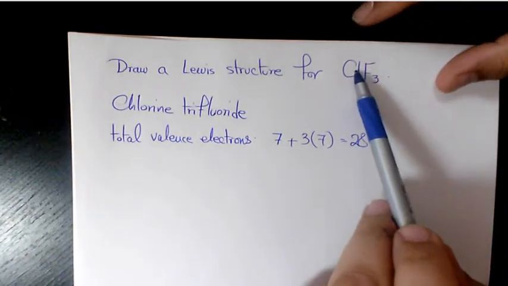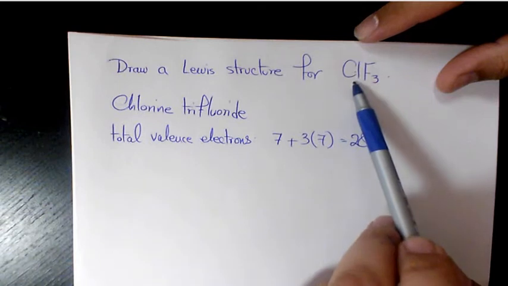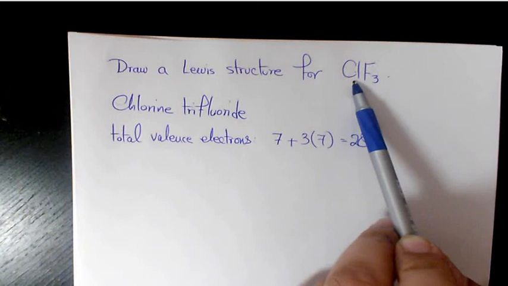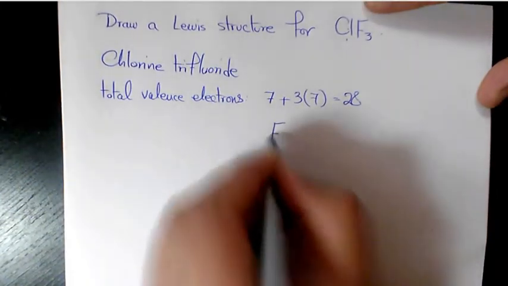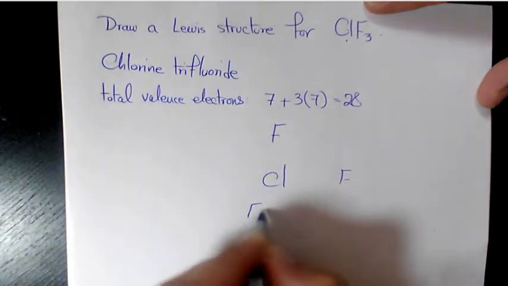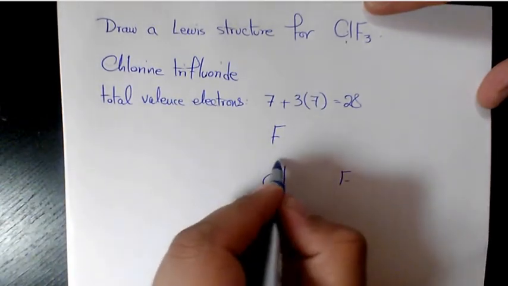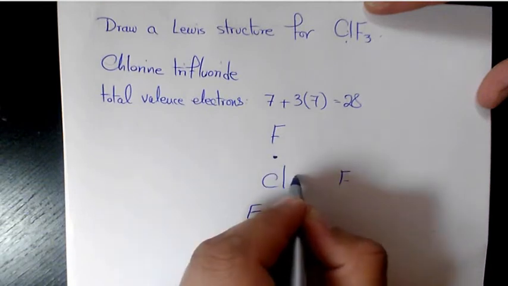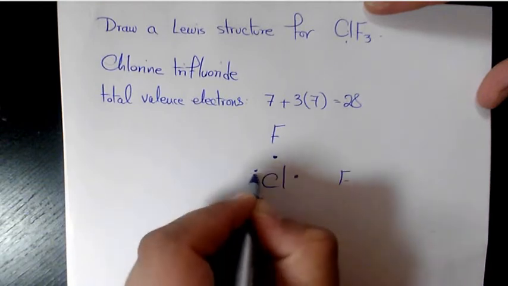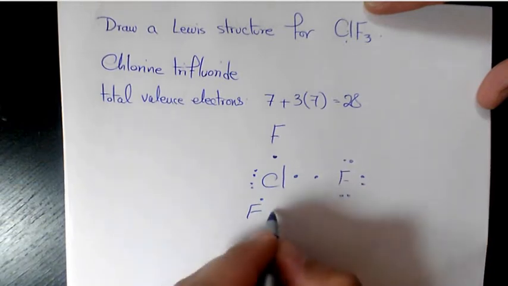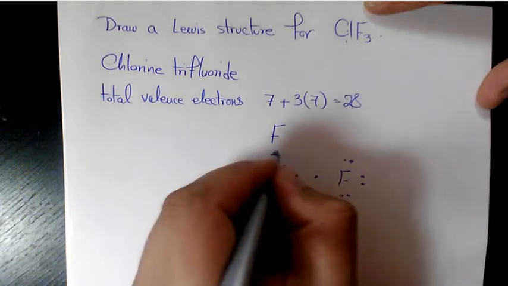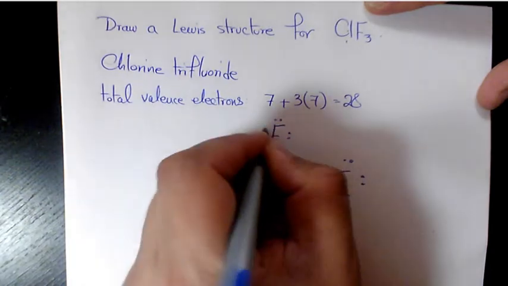Since we have only one atom of chlorine, it means that chlorine is going to be the central element. Now let's have chlorine in here and fluorine around it. So we have 1, 2, 3, 4, 5, 6, 7 electrons on each of the three fluorine atoms and on chlorine.